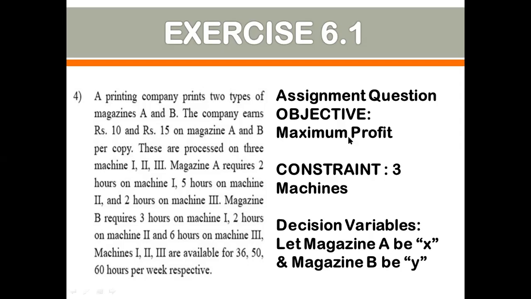objective over here is to maximize the profit. The constraints are in order to produce these two products, magazine A and magazine B, we require three machines, that is 1, 2, and 3. So we need to process the two magazines on these three machines. So the decision variables which I took was, let magazine A be X and magazine B be Y.